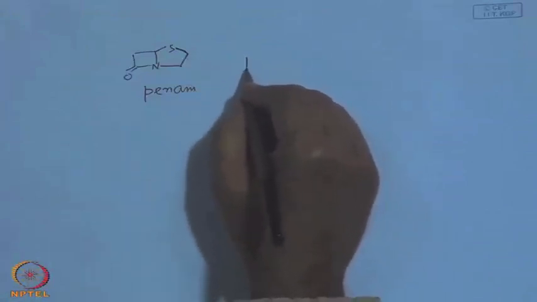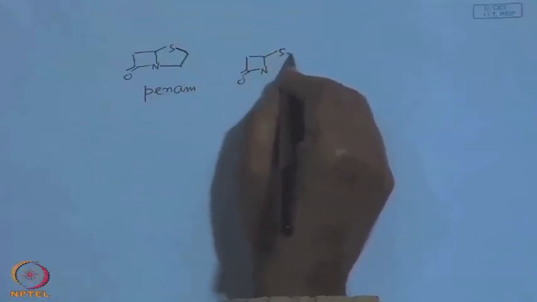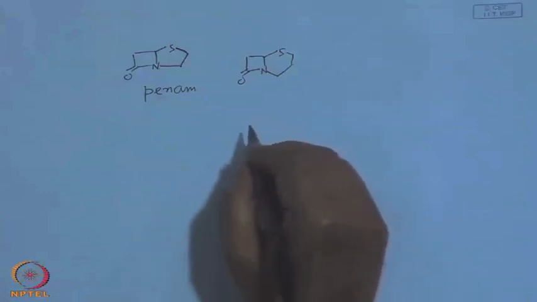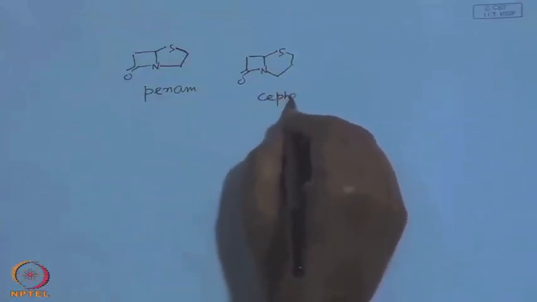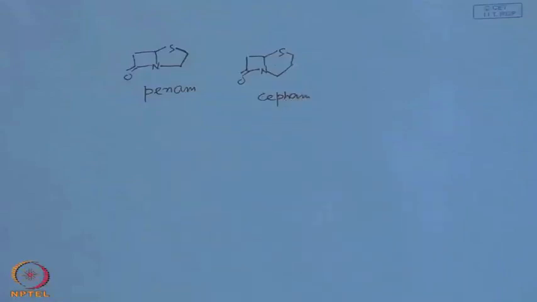Like similarly, this one, now you have a 6 membered cyclic compound. So it has again a nickname, the name is called cepham. So what is cepham? It is a bicyclic compound containing a beta lactam and this ring.